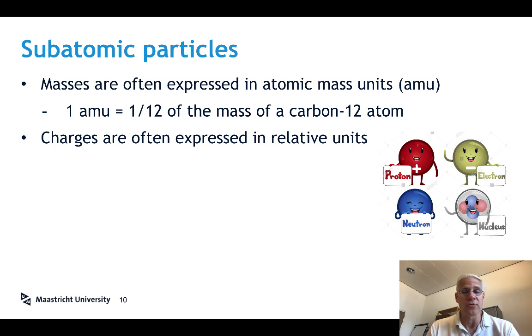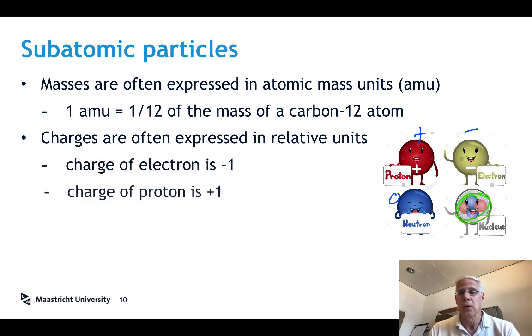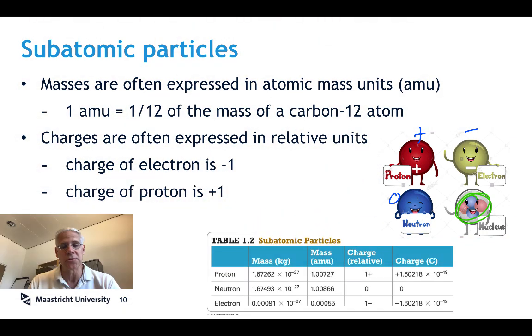Our particles sometimes have charges. We see that our proton has a charge there, our electron has a charge there. So here we have our proton with a little positive charge on it, and our electron with a negative charge on it, and our neutron with no charge. And here we see the nucleus containing both our protons and neutrons. So as far as charges, the charge of an electron is -1. The charge of a proton is +1. And these are relative charges.